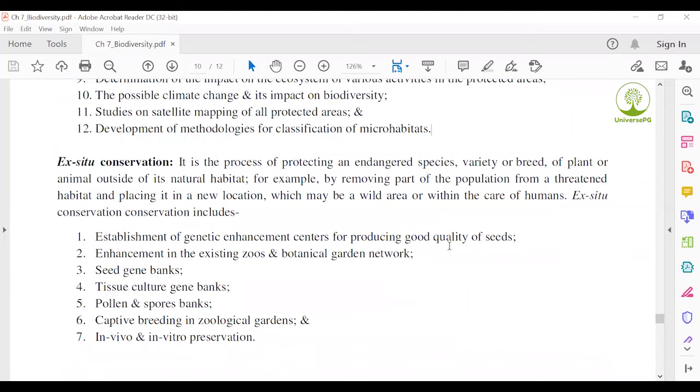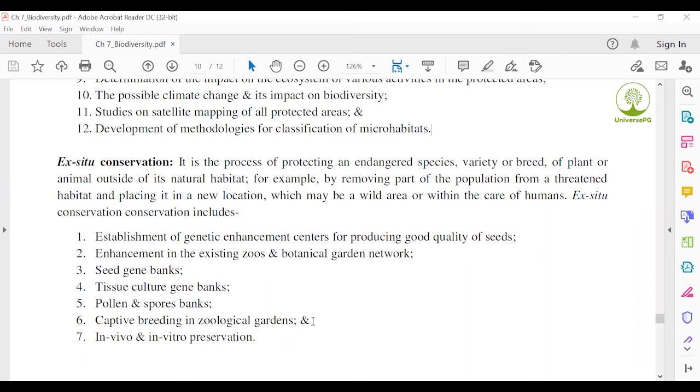Next, ex situ conservation. How can we conserve different types of plant or animal species by ex situ conservation? Some points. First, establishment of genetic enhancement centers for producing good quality seeds, enhancement of the existing zoo and botanical garden network, seed gene banks, tissue culture gene banks, pollen and spore banks, captive breeding in zoological gardens, and in vivo and in vitro preservation.